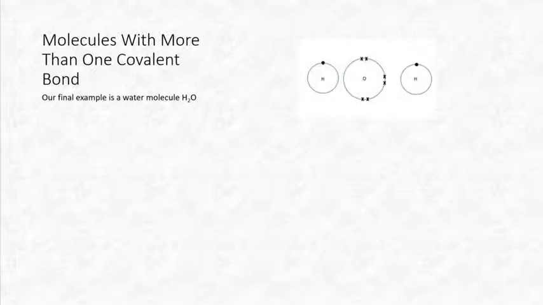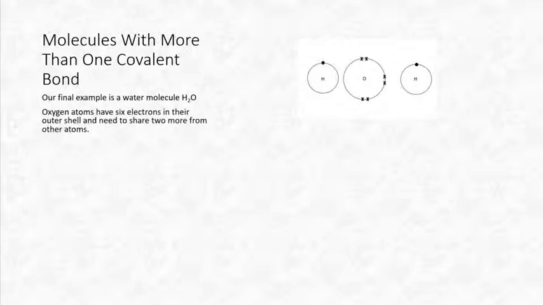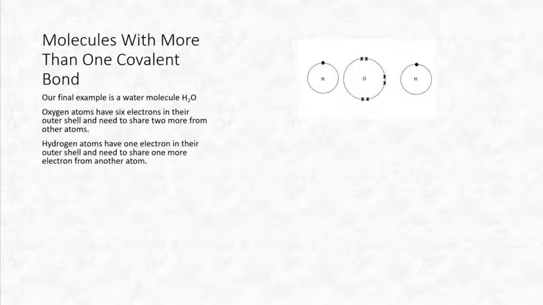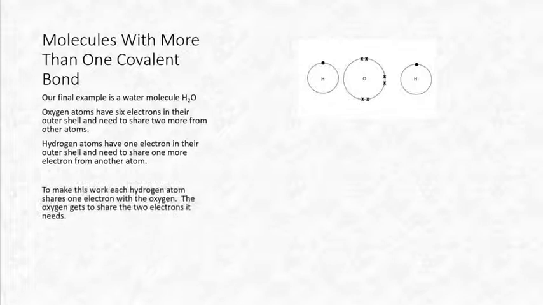Okay, how about molecules that have more than 1 covalent bond? We're going to have a look at an example of this. This is the water molecule. Here are the atoms individually: we have an oxygen atom and 2 hydrogen atoms. The oxygen atom again has 6 electrons in the outer shell, and the hydrogens have 1 electron in the outer shell. The oxygen atom wants to share 2 electrons. Each hydrogen wants to share 1, and the way we can do that is for the oxygen atom to share 1 electron with each of the hydrogens.